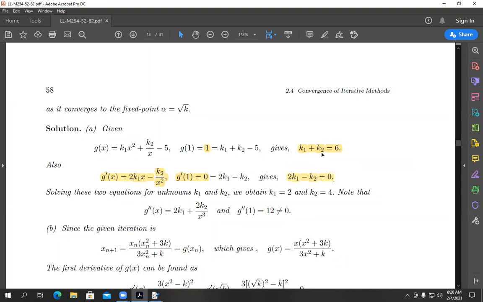So you have 2 equations and 2 unknowns, and we can easily approach the solution for k1 and k2. When you find k1 equal to 6 minus k2 and put it here, you can find the value. It's very simple. When you simplify, k1 is 2 and k2 is 4.